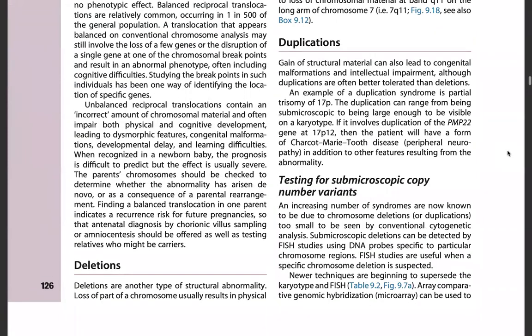Testing for submicroscopic copy number variants. An increasing number of syndromes are now known to be due to chromosome deletions or duplications too small to be seen by conventional cytogenetic analysis. Submicroscopic deletions can be detected by FISH studies using DNA probes specific to particular chromosome regions. FISH studies are useful when a specific chromosome deletion is suspected. Newer techniques are beginning to supersede the karyotype and FISH.